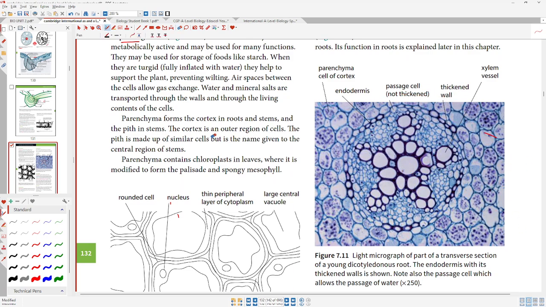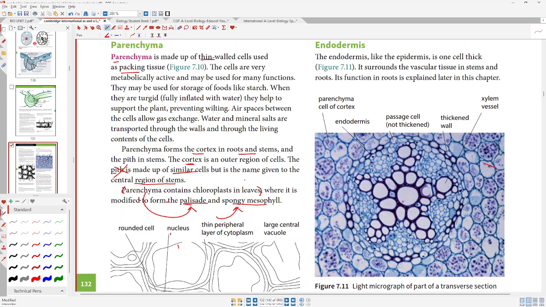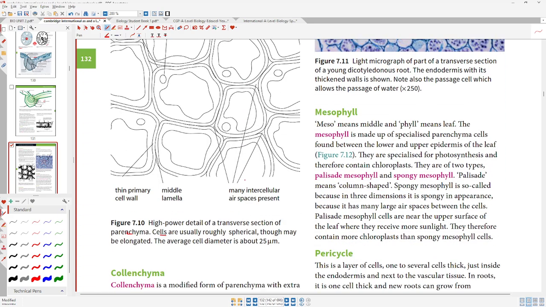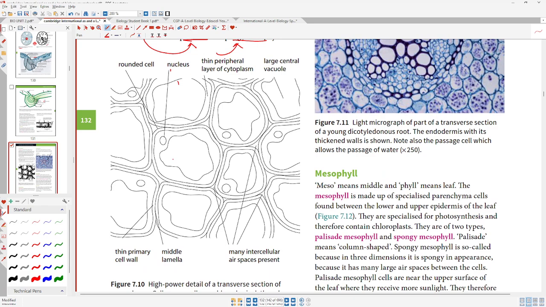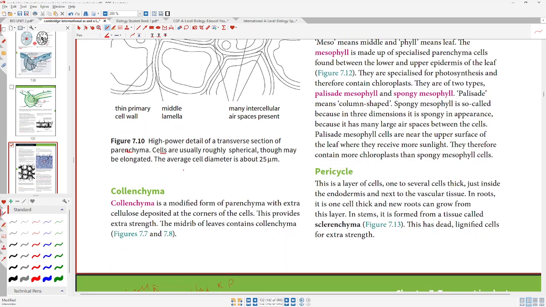Now, it forms the cortex in roots and stems, and of course, since it's an outer region of cells, the pith is made up of similar cells, but the name is given to a central region. Parenchyma also contains chloroplasts, where it is modified to form the palisade and spongy mesophyll. So the parenchyma can also be modified to form the palisade and spongy mesophyll cells when needed. So each of these are parenchyma cells.